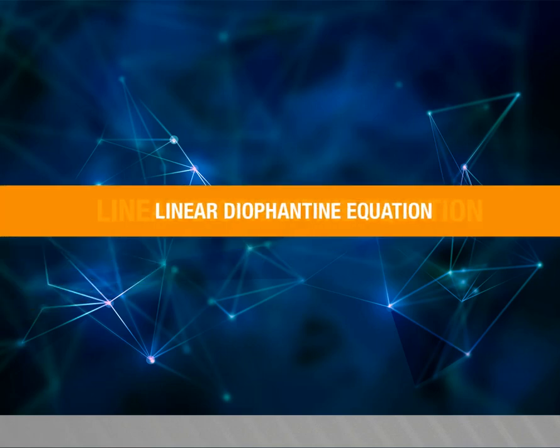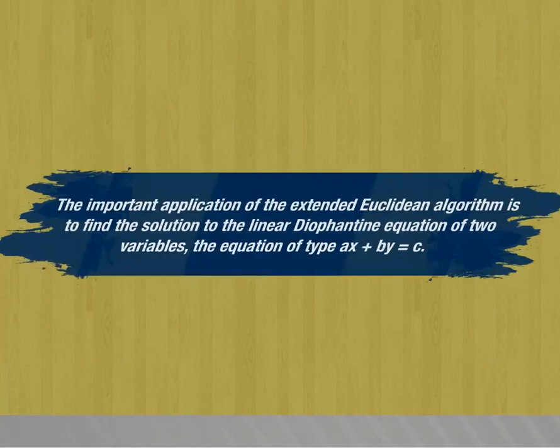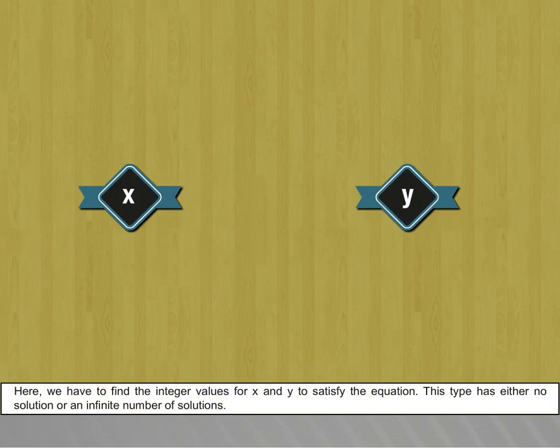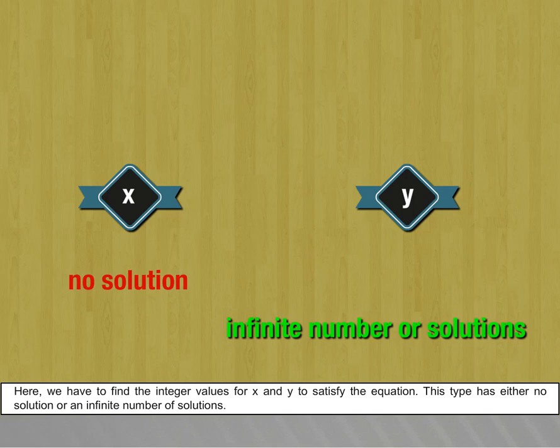Linear Diophantine equation. In this video, we are going to learn about the linear Diophantine equation. An important application of the extended Euclidean algorithm is to find the solution to the linear Diophantine equation of two variables, an equation of the type ax plus by is equal to c. Here, we have to find the integer values for x and y to satisfy the equation. This type has either no solution or an infinite number of solutions.